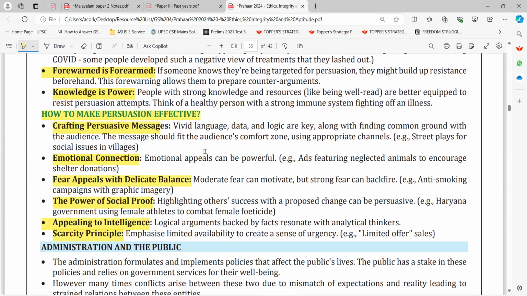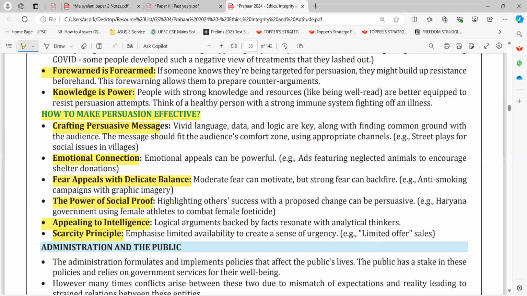Emotional connection. Emotional appeals can be powerful. Example, ads featuring neglected animals to encourage shelter donations. Fear appeals with delicate balance. Moderate fear can motivate, but strong fear can backfire. Example, anti-smoking campaigns with graphic imagery. The power of social proof. Highlighting others' success with a proposed change can be persuasive. Example, Haryana government using female athletes to combat female feticide.